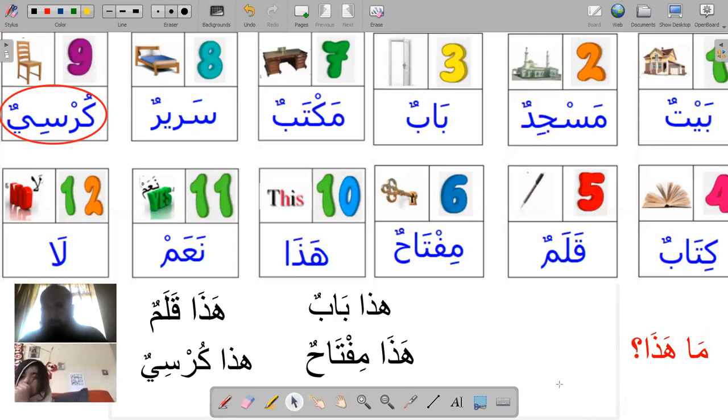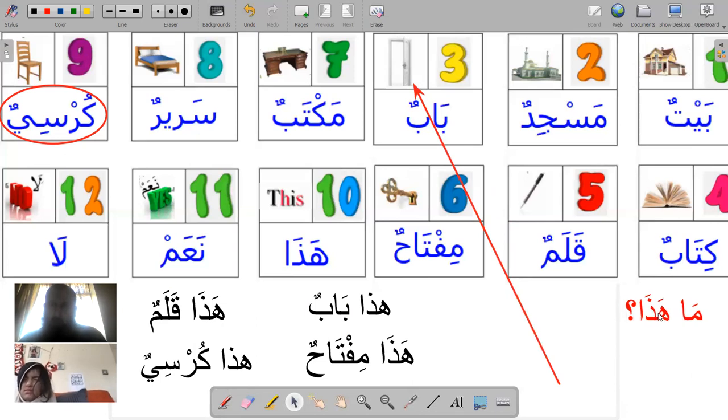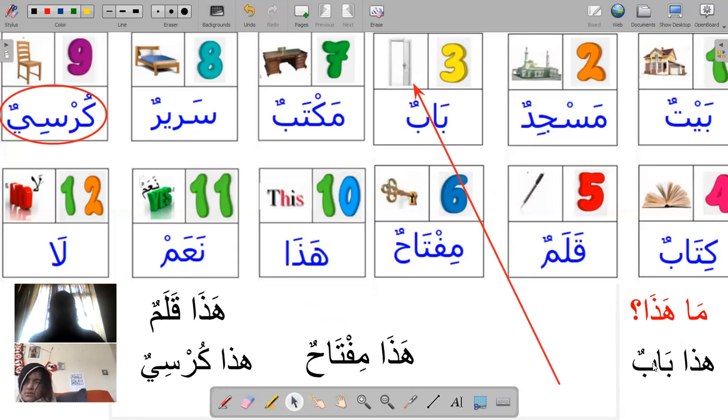So for example, I take a dart and say, Ma hada. Baboon. You don't say just baboon. Yeah, you can say baboon. It's sort of a short answer, but better to say, Hada baboon. Ma hada. Hada baboon.